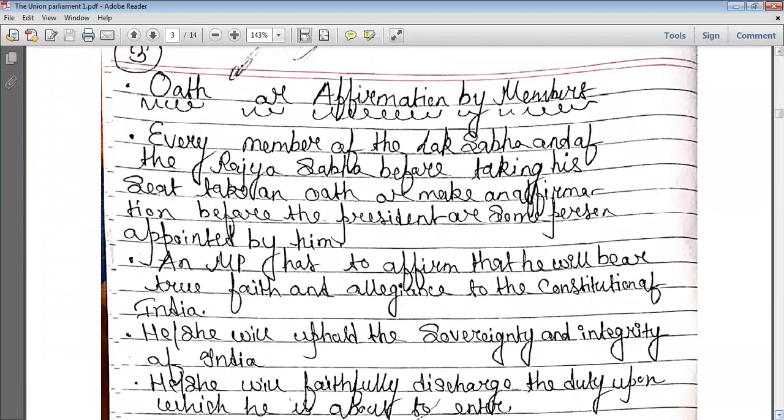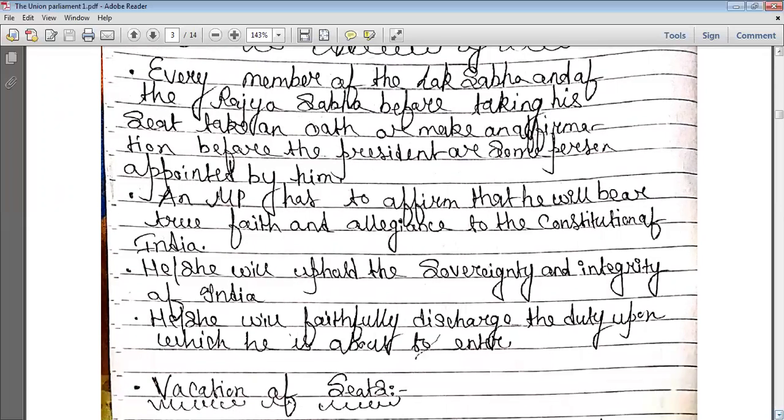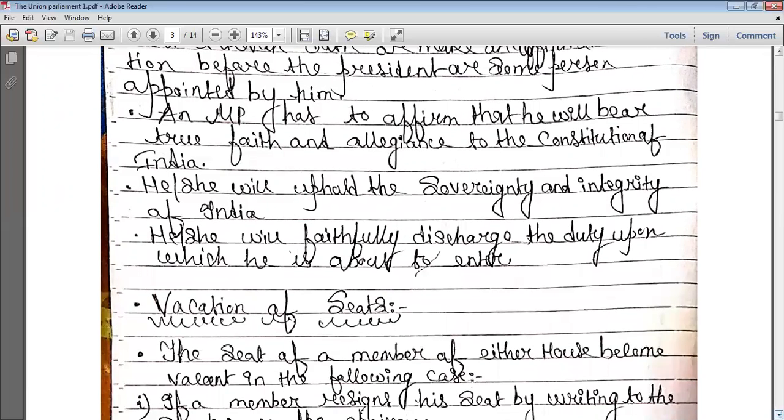When a person takes an oath, oath means promise. Affirmation means we always make the promise in a positive note. So every member of the Lok Sabha and of the Rajya Sabha, before taking his seat, takes an oath or makes an affirmation before the president or some person appointed by him. Every member has to take an oath in front of the president, as the president is the first citizen of India.